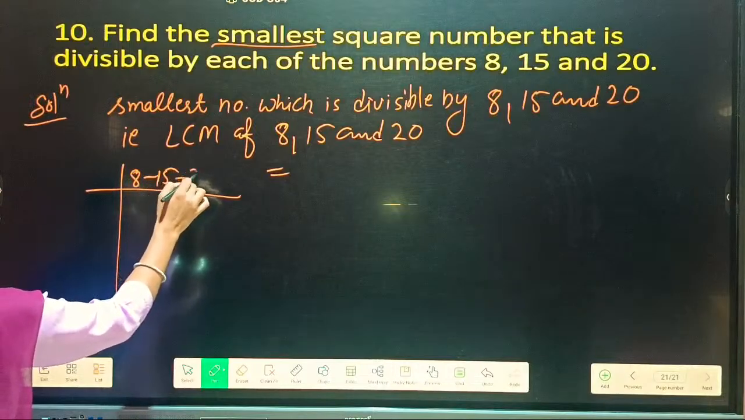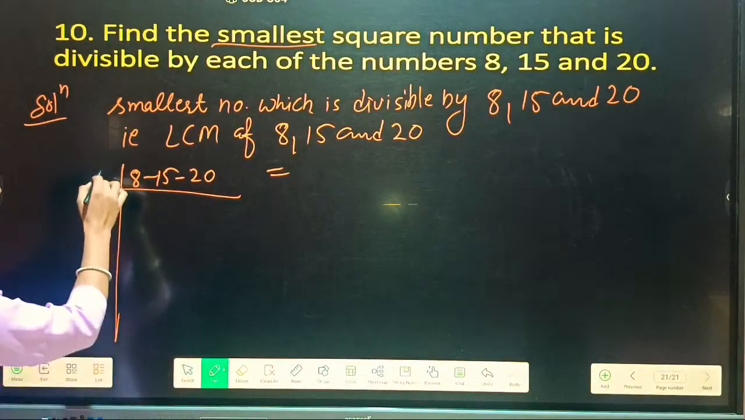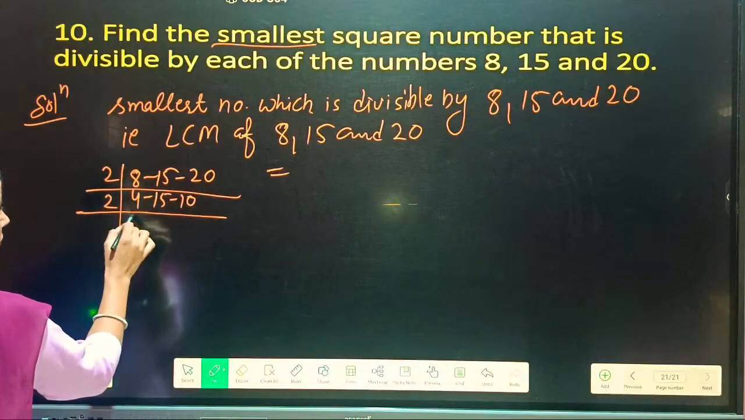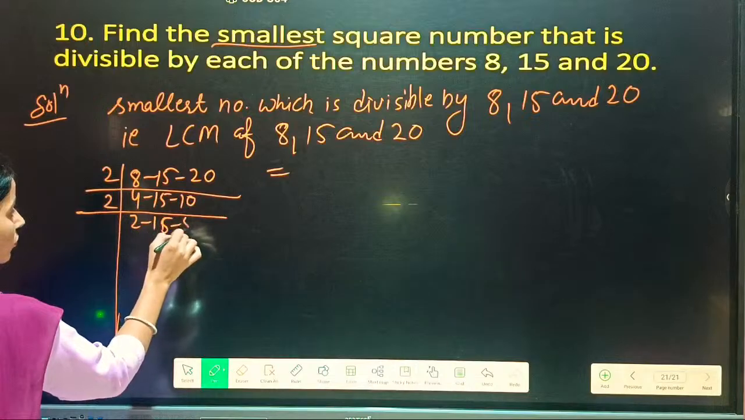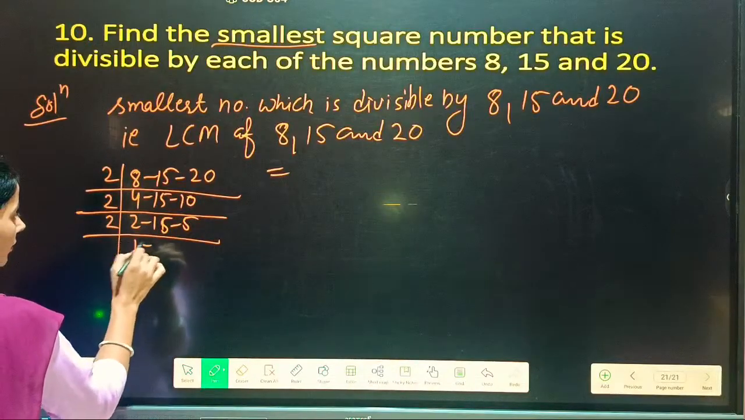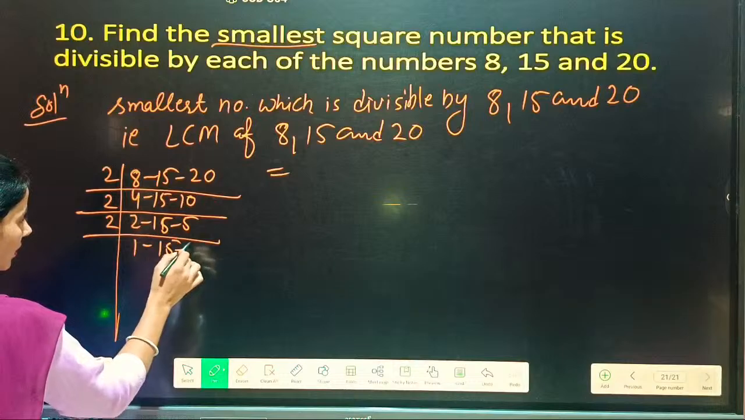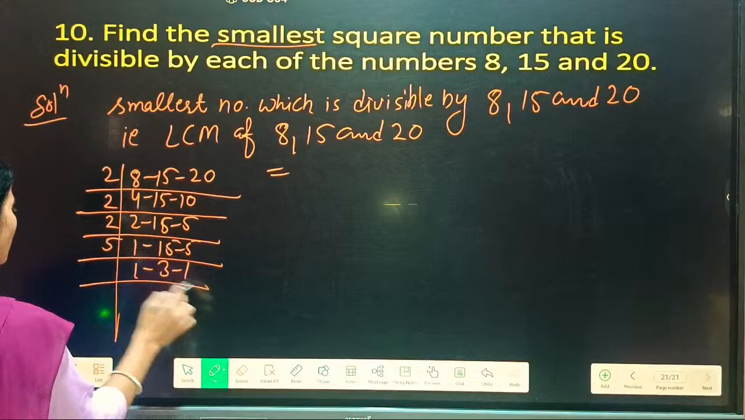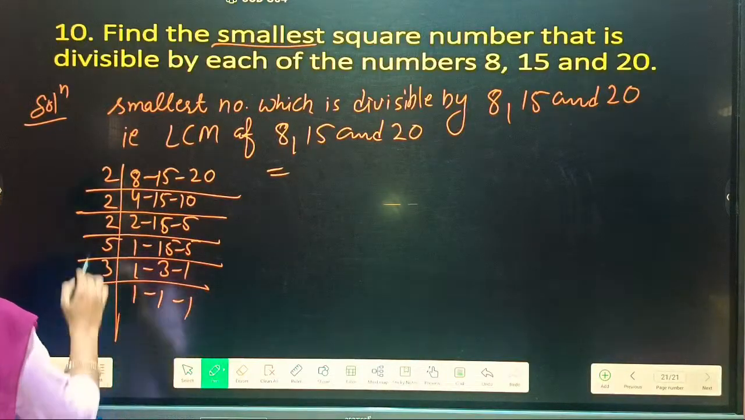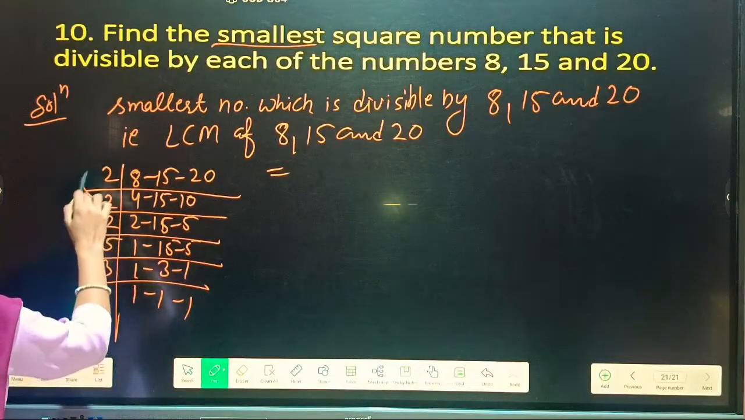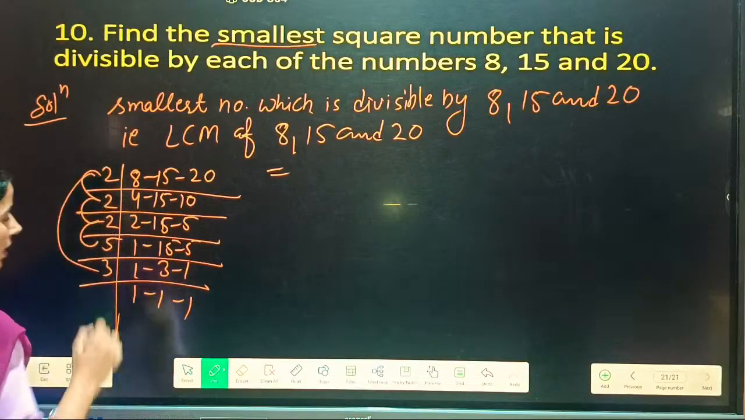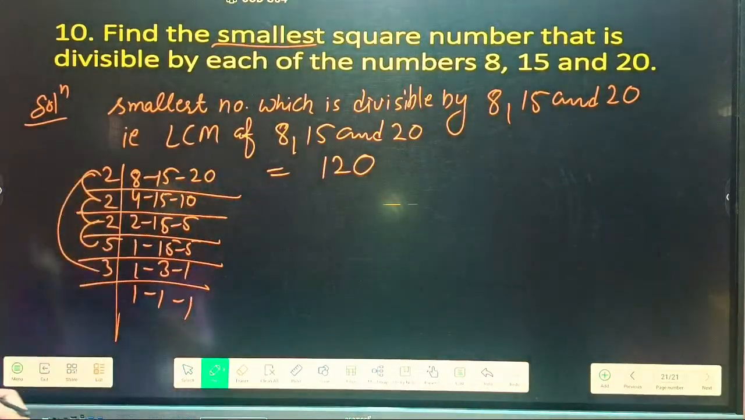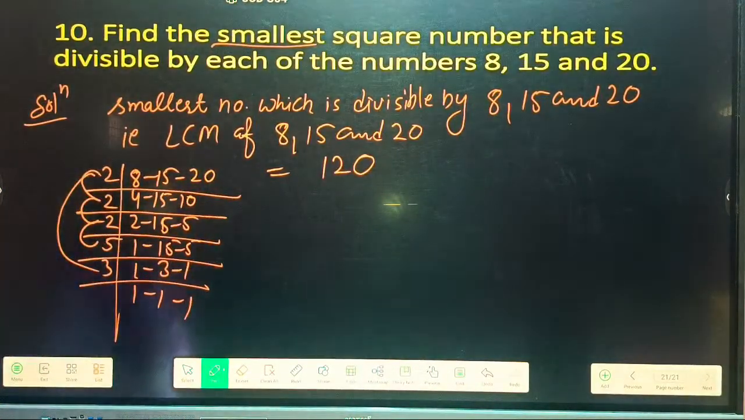8, 15 and 20. Divide by 2. 2 fours are 8, 15 as it is, 2 tens are 20. 2 twos are 4, then 15 as it is, 2 fives are 10. Divide by 2 again: 2, 15 and 5. Divide by 5. 5 threes are 15, 5 ones are 5. Divide by 3. 5 twos are 10, 10 twos are 20, 20 twos are 40, 40 threes are 120. So what is the LCM of these three numbers? 120. The LCM of these three numbers is 120.